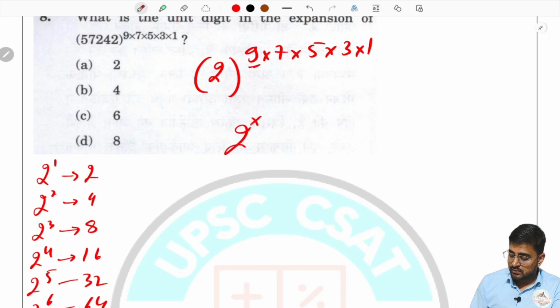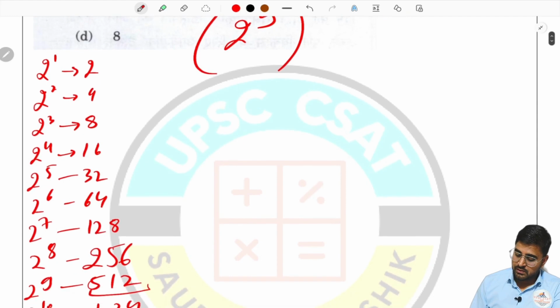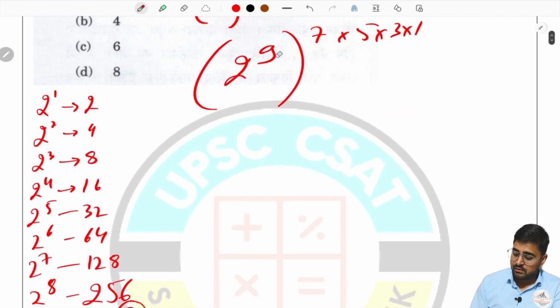What is 2's power 9 here? It is 512. Do I need the whole number? No. I need the last digit. Okay, that is 2 only.